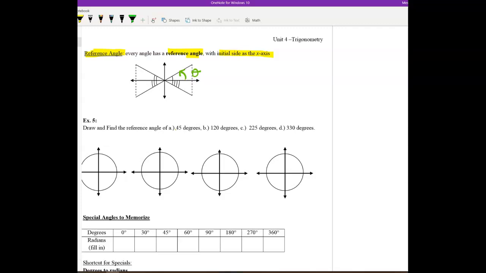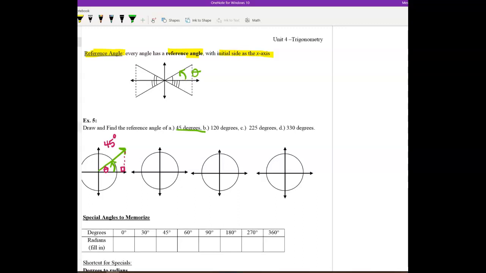So let's come down and try that one. 45 degrees is right here. We start on the x-axis and we come here. I like to think of forming a right triangle with the x-axis. Now we're looking at that angle starting from the x-axis to the terminal side, and that angle is also 45 degrees. So the reference angle is the same as the angle.